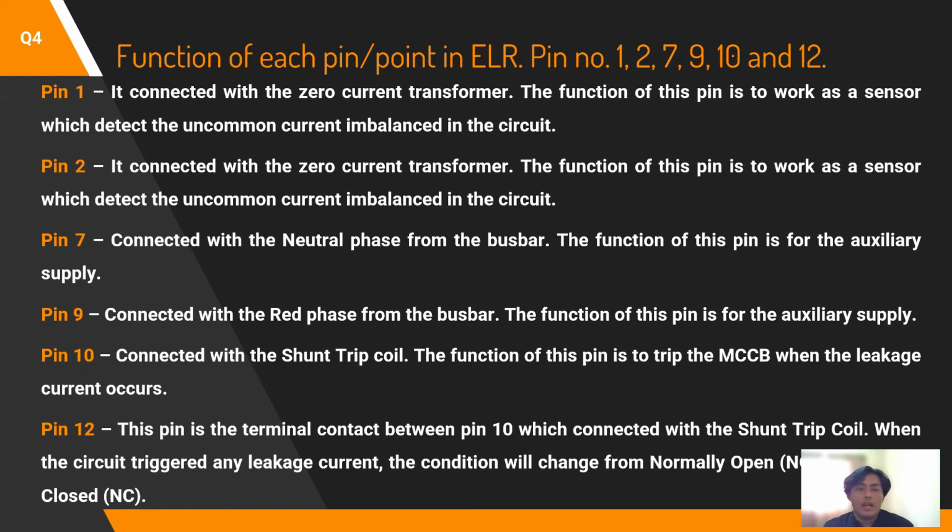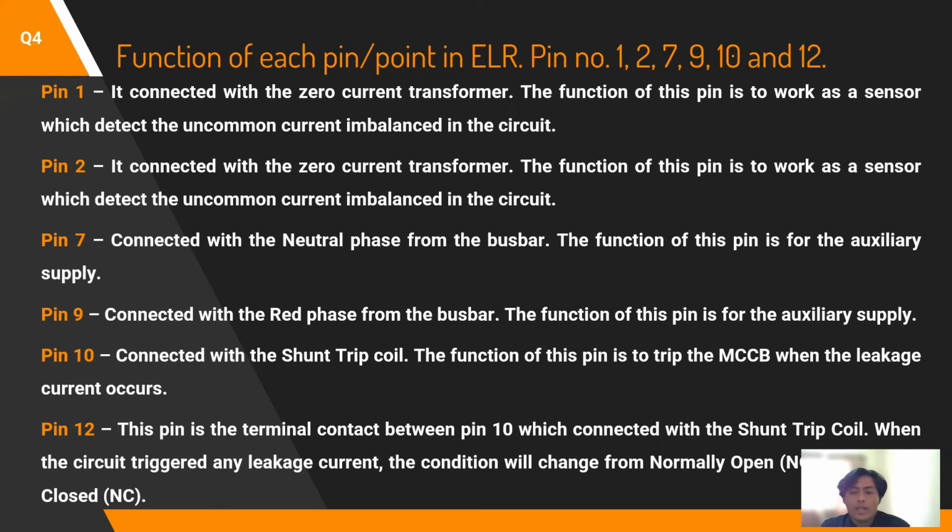Lastly, I'm going to elaborate on the function of each pin or each point in the earth leakage relay, which are pin 1, pin 2, pin 7, pin 9, pin 10, and pin 12. The first pin, pin 1, is connected with the zero current transformer. The function of this pin is to work as a sensor which detects an uncommon current imbalance in the circuit. Pin number 2 is also connected with the zero current transformer. The function is the same as pin number 1, to work as a sensor which detects the uncommon current imbalance in the circuit.